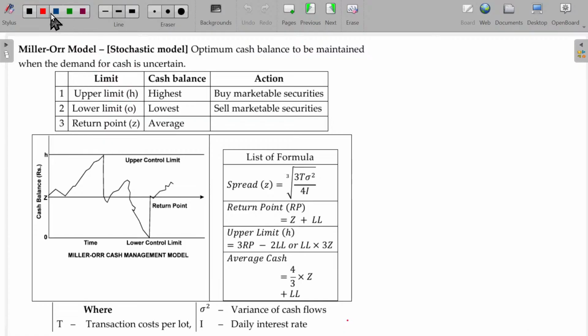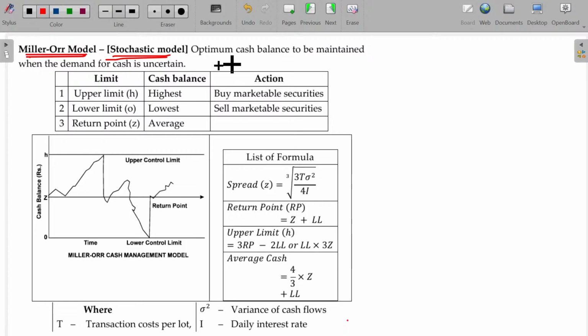It's called the Miller-Orr model. It's a stochastic model, meaning a probability model. We cannot say the cash consumption every day remains constant. I may say that the cash requirement per day may vary anywhere between 1000 to 1500. Maximum it may go up to 1500 rupees, or sometimes it may be 1000. We may assume sometimes it may be 1000 or 1500 based on some probability. That's why it is called a stochastic or probability model.